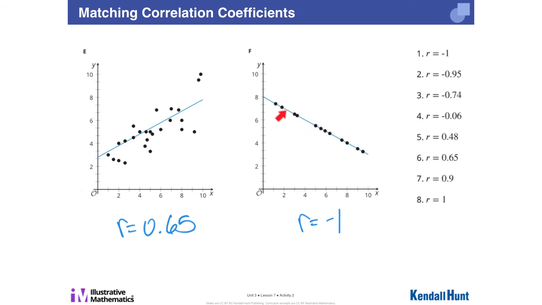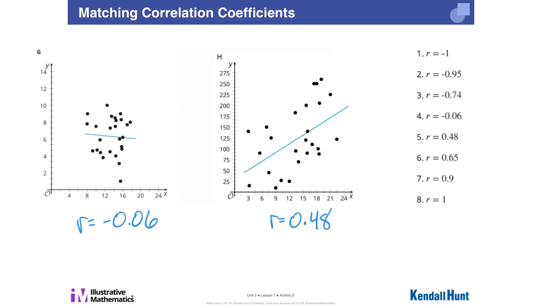In F, the points are in a perfectly straight line with a negative slope, so that's going to be a correlation coefficient of -1. In G, this is really close to having a correlation coefficient of 0. I do see a slight negative slope there, so that negative 0.06 correlation coefficient matches that one. In H, we have a positive slope, and the points are more spread out than any of the other graphs we saw with a positive slope, and so that's going to be a correlation coefficient of 0.48.